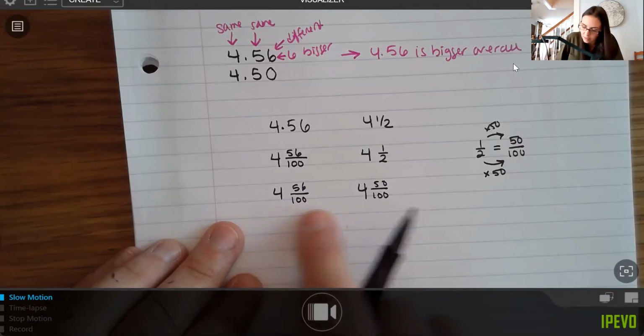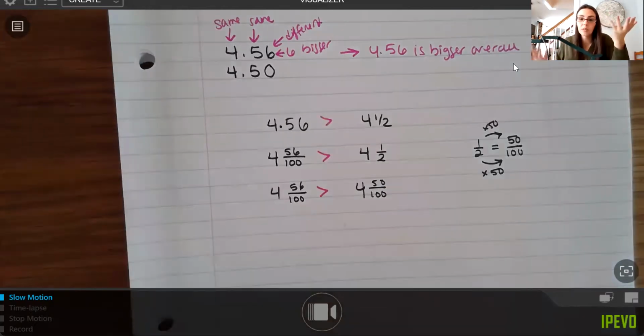So again, this is bigger. And again, you can convert one to a fraction or both to fractions or both to decimals. It doesn't matter. You're still going to get the correct answer.